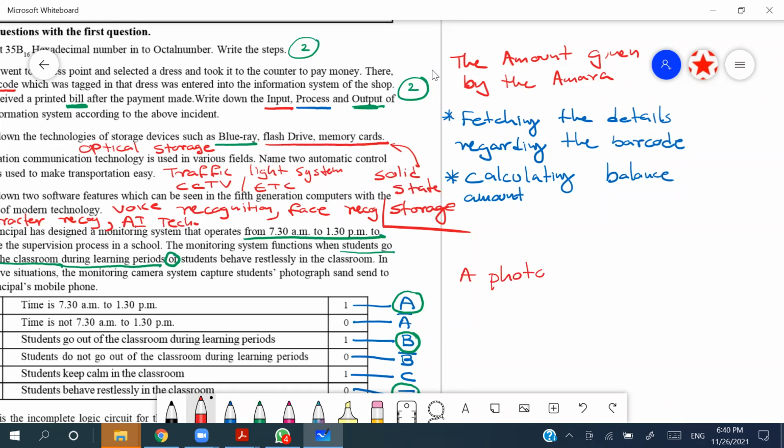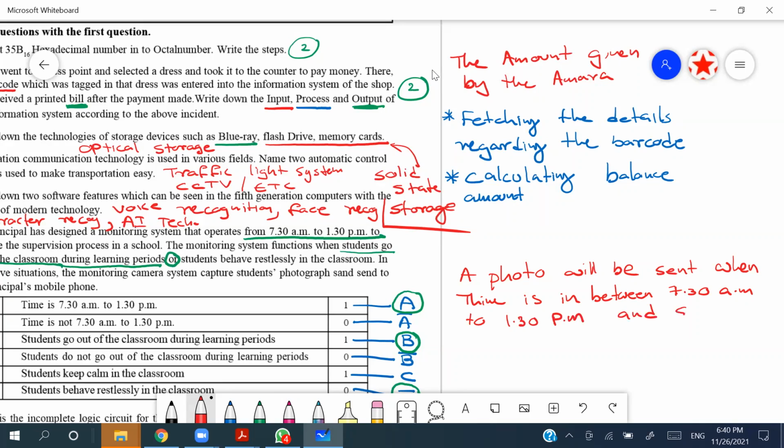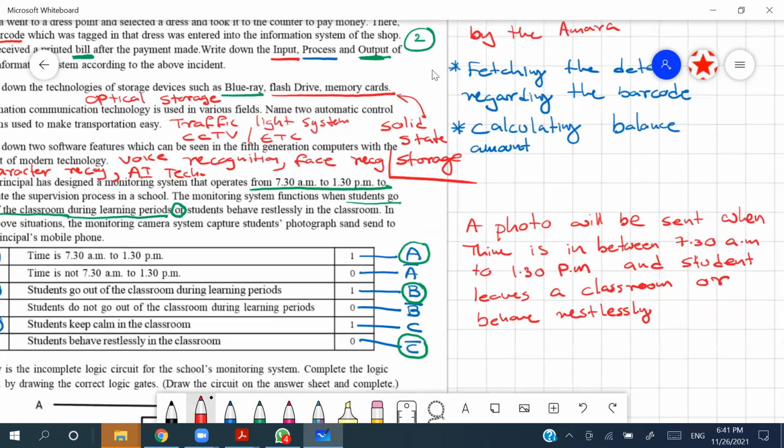A photo will be captured, or a photo will be sent, when the time is between 7:30 a.m. to 1:30 p.m. and a student leaves a classroom or behaves restlessly. Right, so that is a simple argument that we can create.